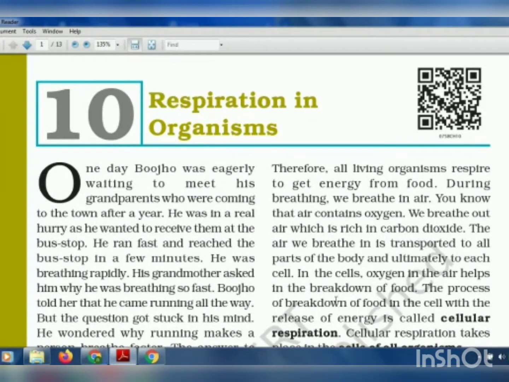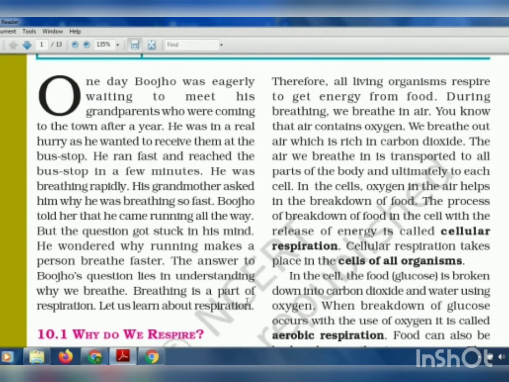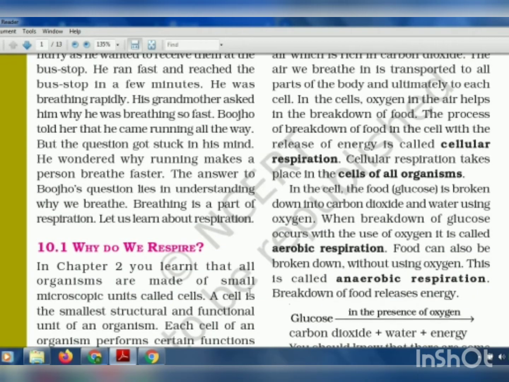Semester 2, term 2, and that is the 10th chapter, Respiration in Organisms. So earlier also we have come across this word respiration, and what comes to our mind when we hear the word respiration is breathing, taking in oxygen and giving out carbon dioxide. That is what we do when we breathe. In this chapter, it is explained that respiration not only includes breathing, it includes many other things.